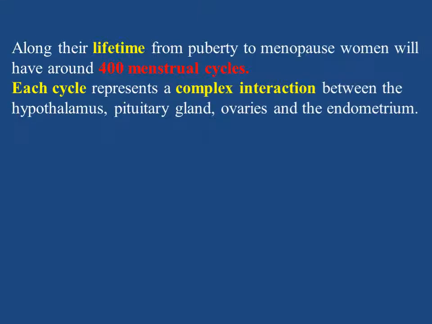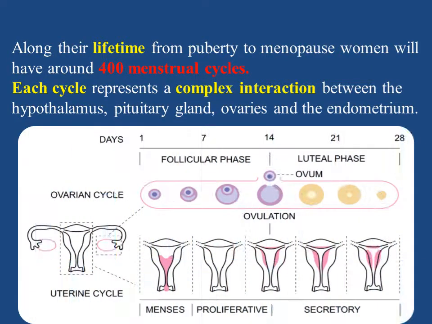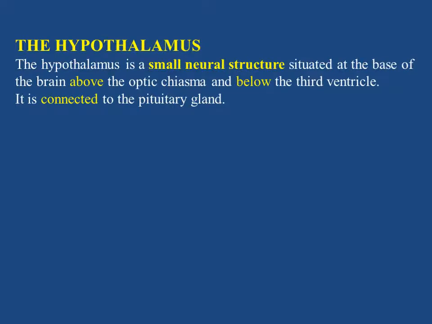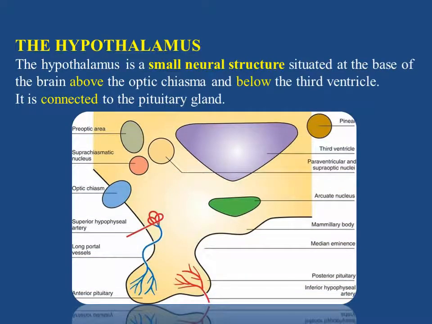Along the lifetime from puberty to menopause, women will have around 400 menstrual cycles, and each cycle represents a complex interaction between the hypothalamus, pituitary gland, ovaries, and endometrium. The hypothalamus is a small neural structure situated at the base of the brain, above the optic chiasm and below the third ventricle, and it's connected to the pituitary.